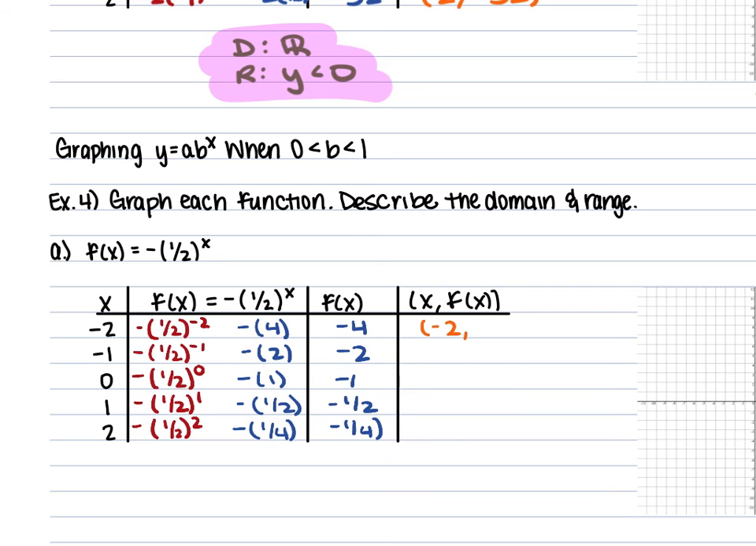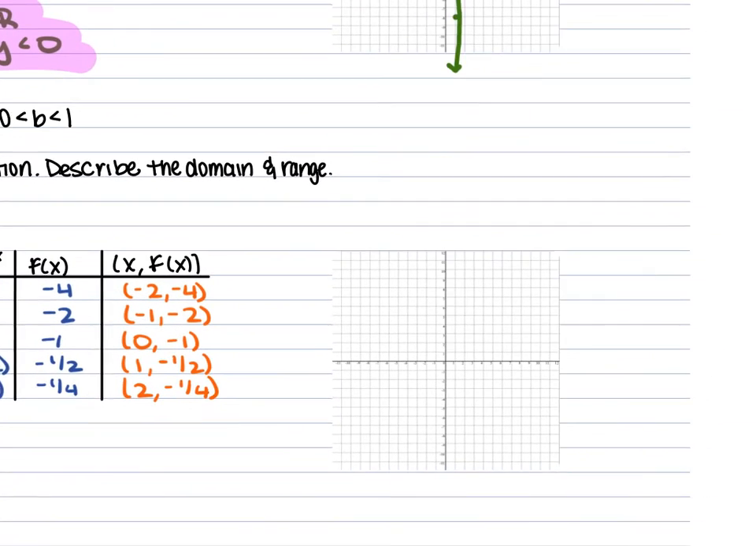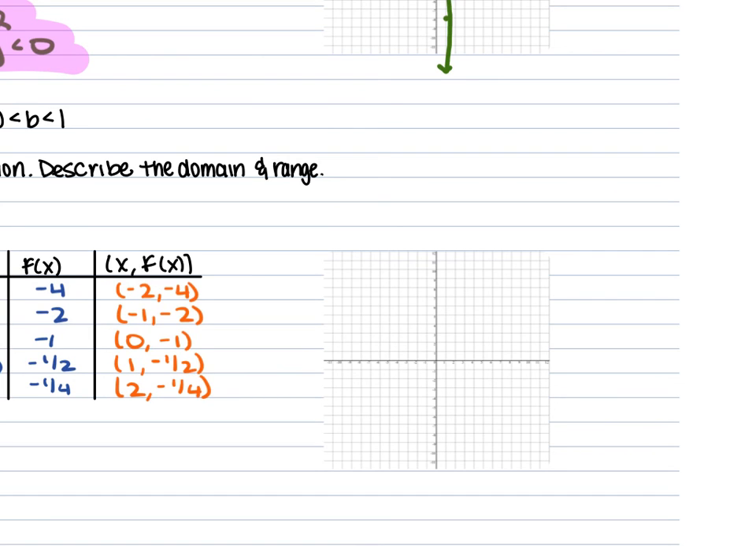So we have negative 2, negative 4, negative 1, negative 2, 0, negative 1, 1, negative 1/2, and 2, negative 1/4. So to plot these, I'm going to find that negative 2, negative 4. So I'm going to go to the left 2, down 4. Plot my first point. Then I have negative 1, negative 2. I have 0, negative 1. 1, negative 1/2. And 2, negative 1/4.